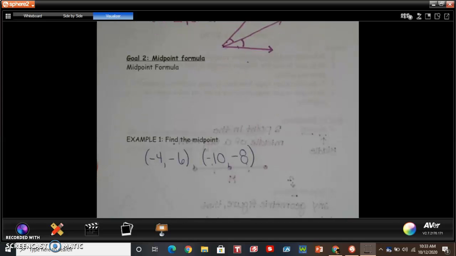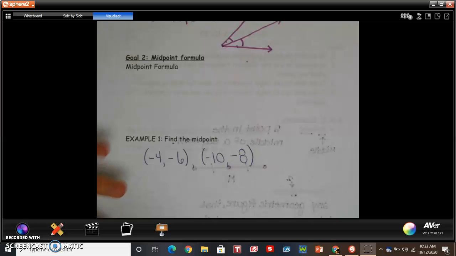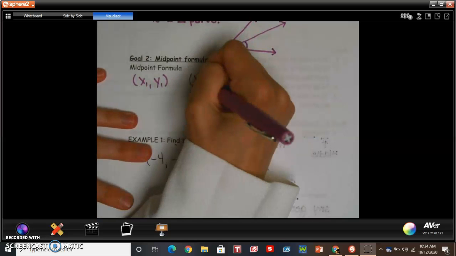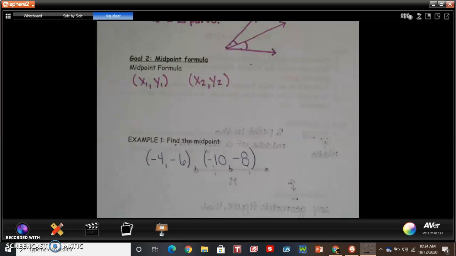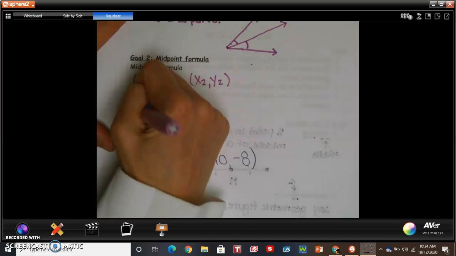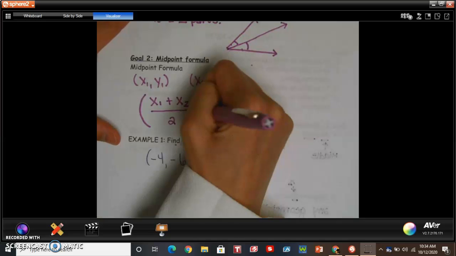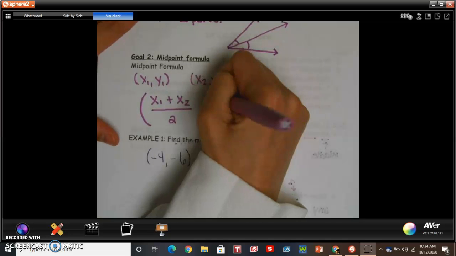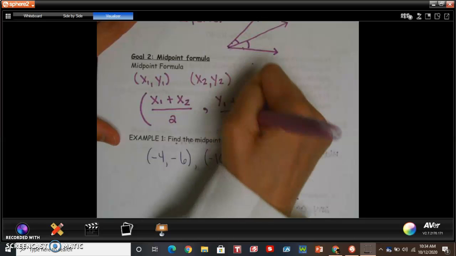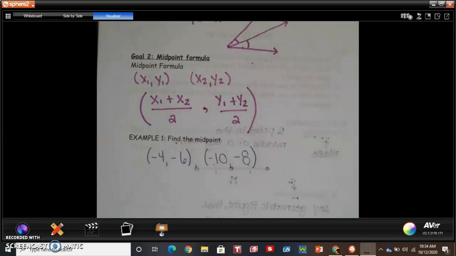Goal 2, midpoint formula. So your midpoint formula, just remember, a point is written as x, y, right? So let's say we have 2 points. We have x1, y1, and we have x2, y2. So our midpoint formula tells us to find our midpoint, we add our x's together and divide by 2. And then we add our y's together and divide by 2. So your answer will be in point form. So it's going to be an x and a y. So it's like having 2 answers to create 1 big answer.